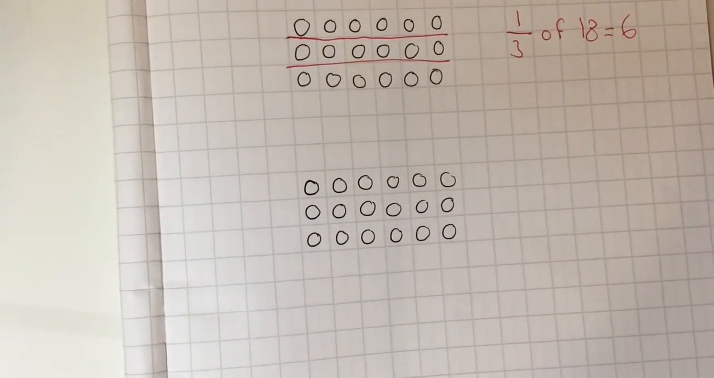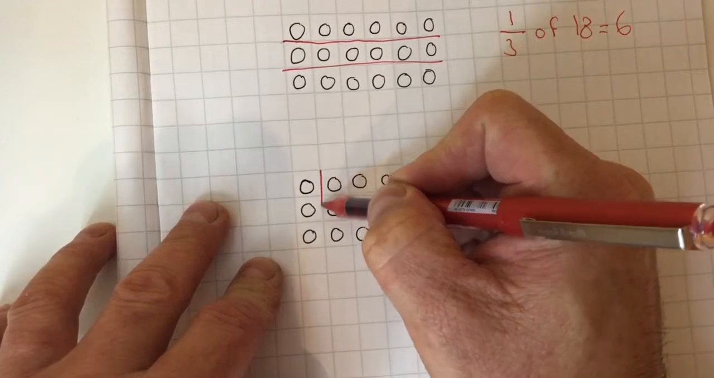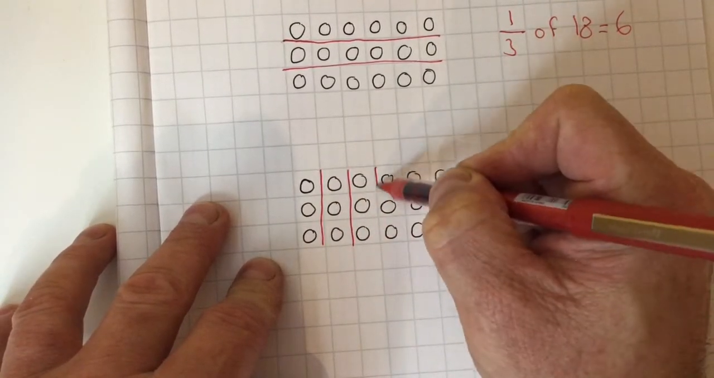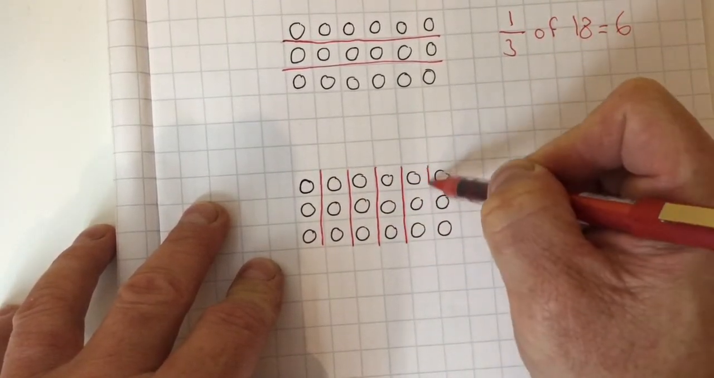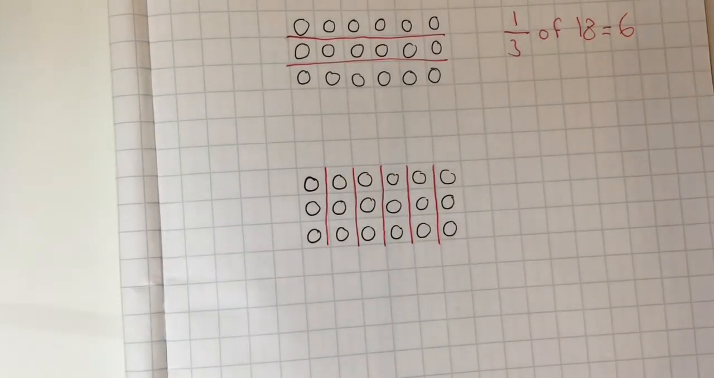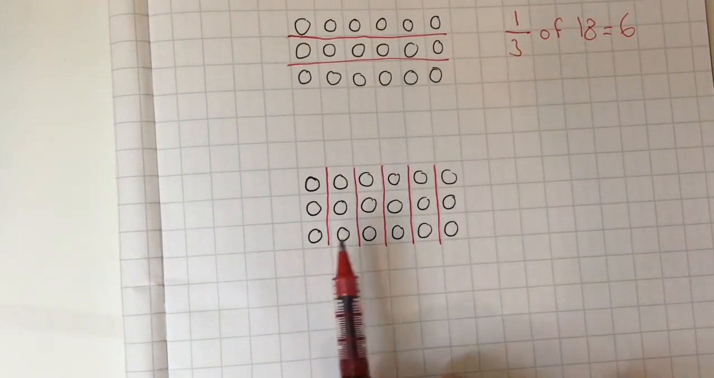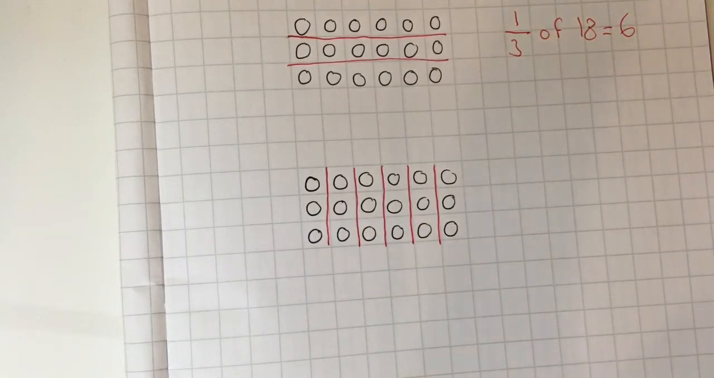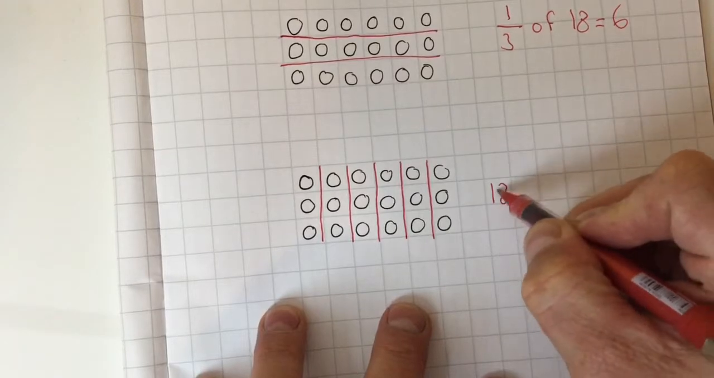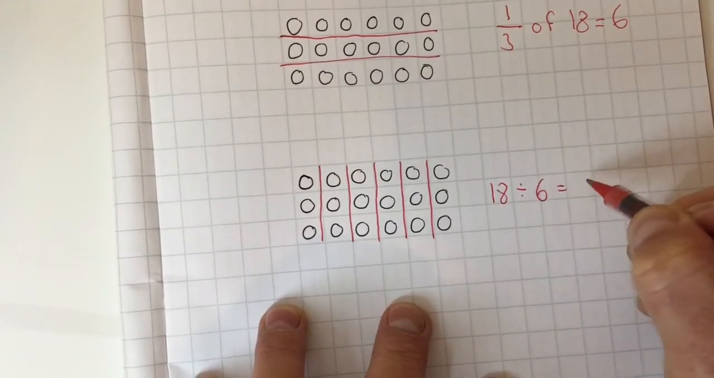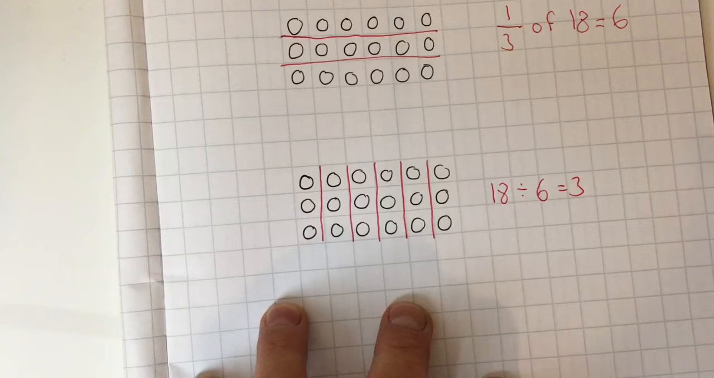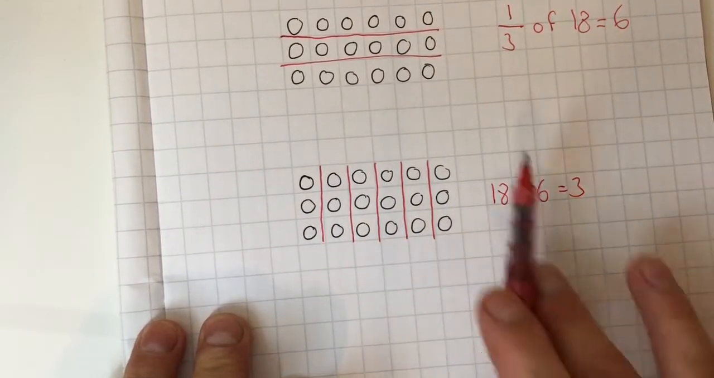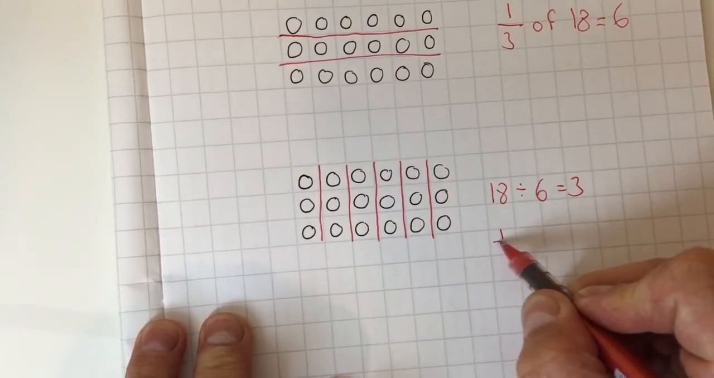Now there are still 18 counters here, except this time I'm going to divide them another way. This time I have divided them into sets of 1, 2, 3, 4, 5, 6. So what do the counters and lines now show? It shows that 18 divided by 6 equals 3. So therefore 1/6 of the whole shape is 3.